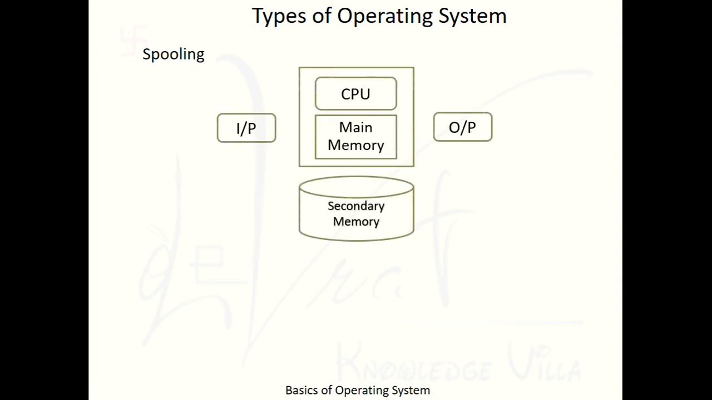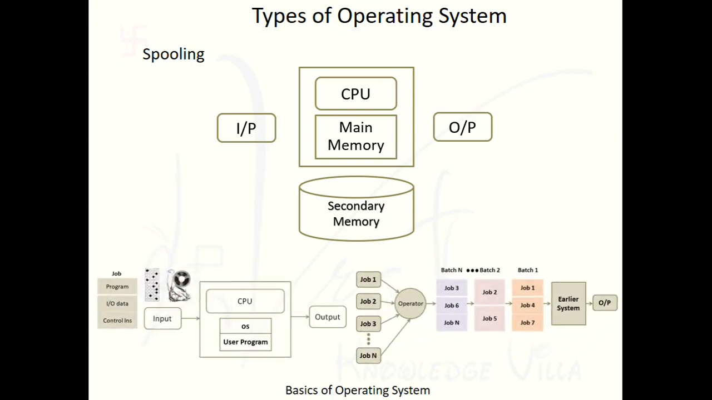Before today we have discussed two types, that is the earlier system and the batch operating system. So guys, if you still haven't watched our earlier video on the batch operating system, please click on the I button at the top right corner and watch that video first, and then come back here for a better understanding of spooling. So let's see, it is our earlier system.